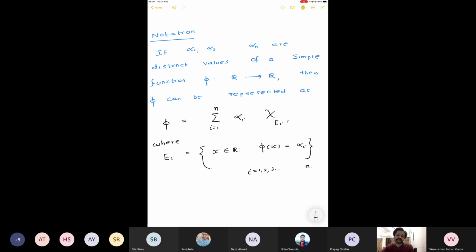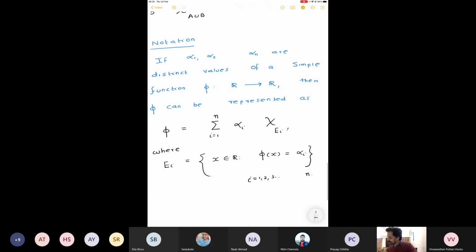It is not hard to see that phi can be represented like this. You just evaluate phi of x and see what happens. Phi of x is equal to the summation of alpha i chi Ei of x. But chi Ei of x will become 1 only when x is in Ei, and it will be 0 in the rest of the places. Therefore, phi of x will coincide with alpha i whenever x is in Ei. Do you agree? Yes, sir.